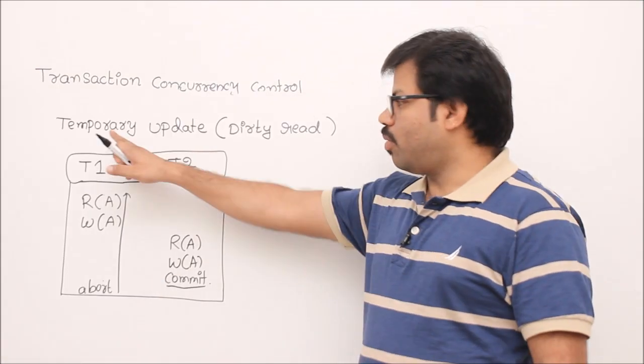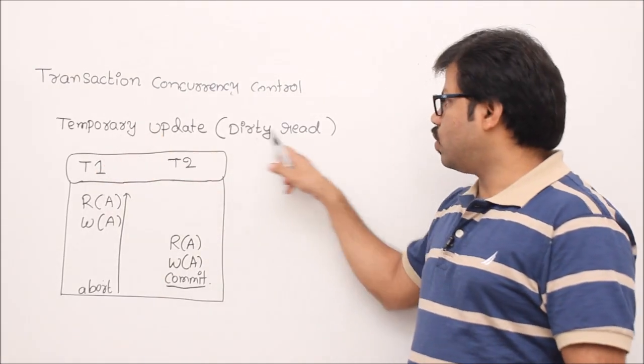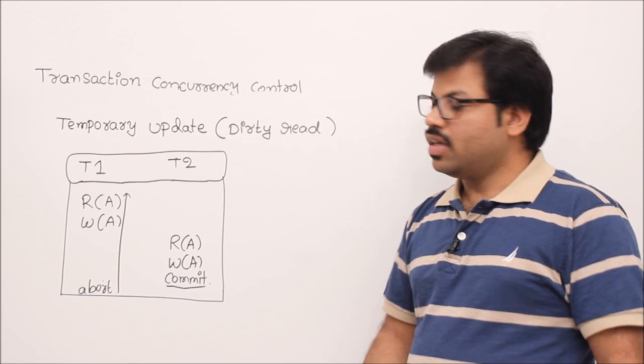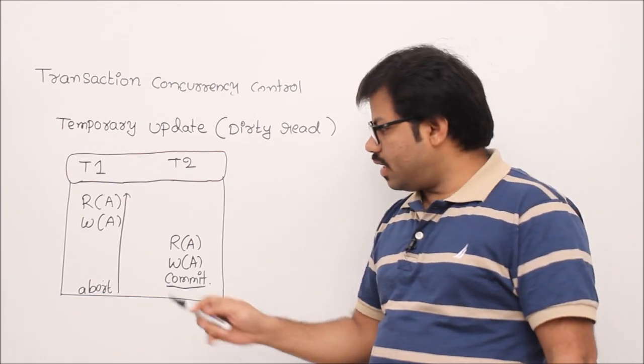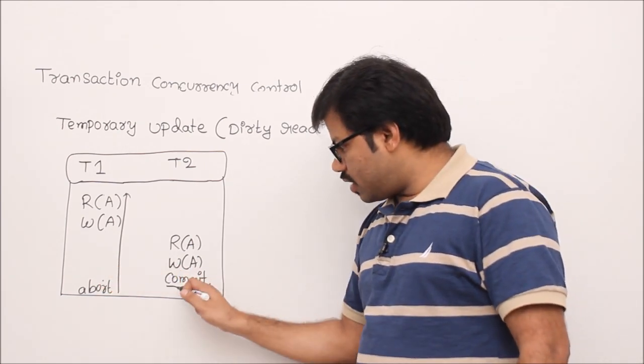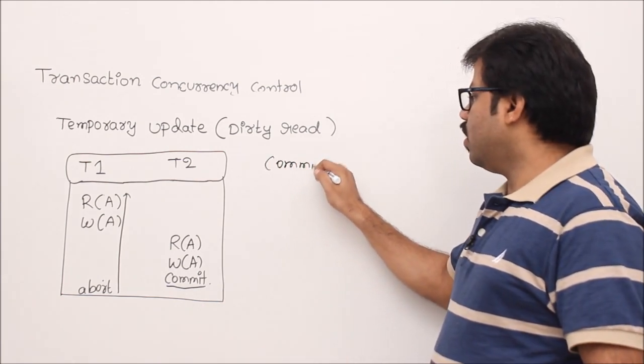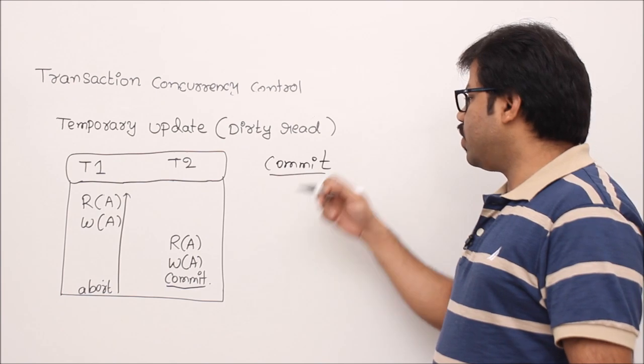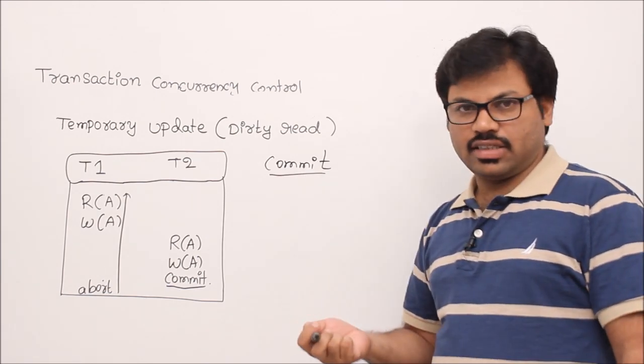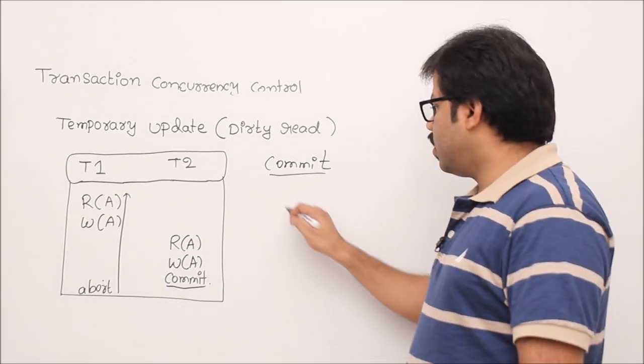Okay, let's see one more problem, the temporary update problem, also known as the dirty read problem. Both are the same. What does it mean? To understand it, first you should understand what abort is and what commit is. So first of all, let's start with commit. Commit is an instruction which you can write after the transaction, that means at the end of the transaction.